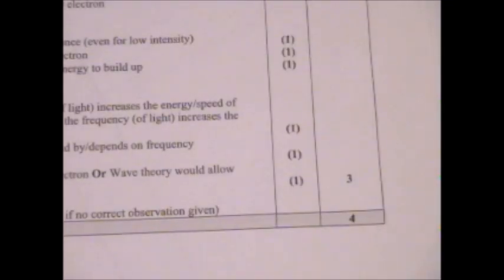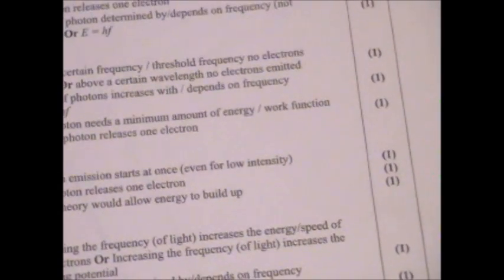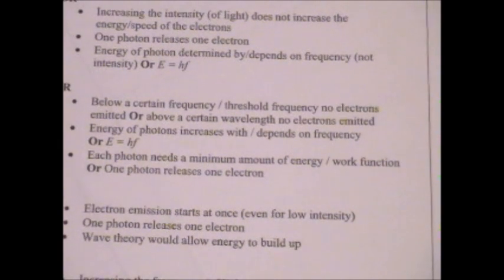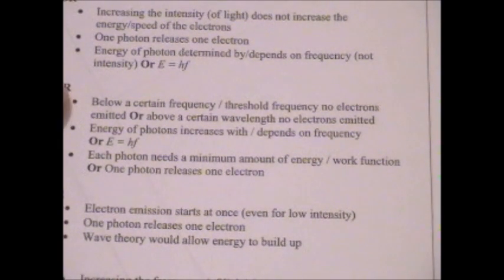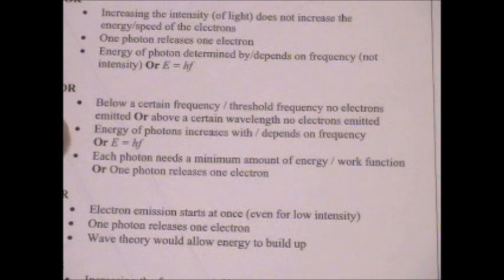So another point you could have discussed was below a certain frequency, or the threshold frequency, no electrons are emitted. Sorry, I've just got this off the screen, haven't I? Just realised that. So below a certain frequency, no electrons are emitted, and above a certain wavelength, no electrons are emitted. So that sort of idea, threshold frequency. The energy of the photons increases with or depends on the frequency, or E equals hf, we get the 2nd mark there, and each photon needs a minimum amount of energy, in other words a work function amount of energy, to actually release an electron. Okay, so sorry if you missed part of the other one before because it went off screen, it's at the top over there.